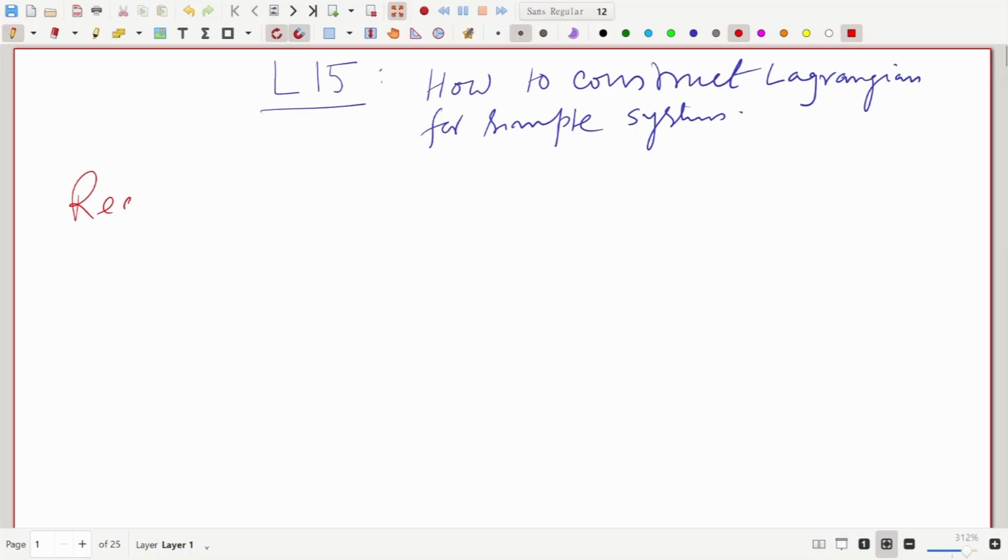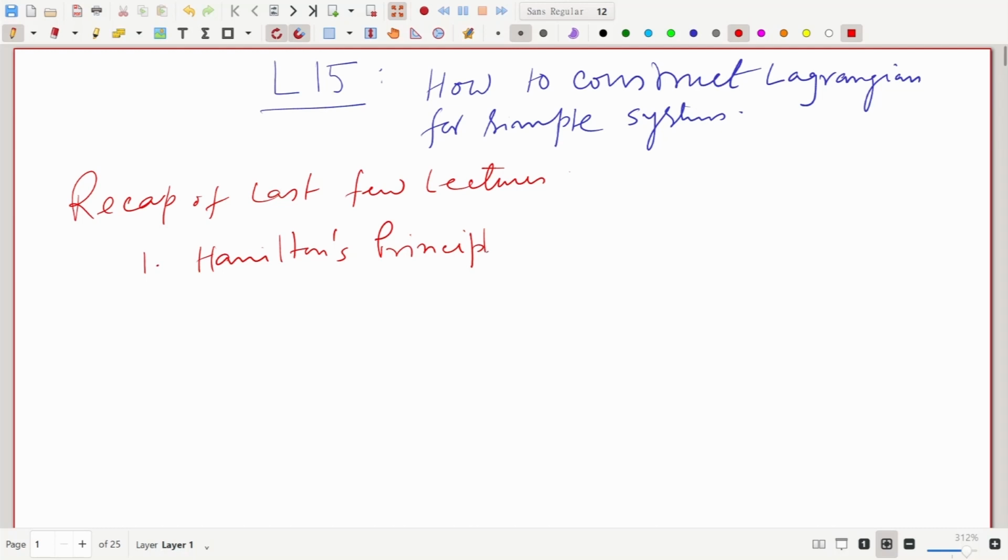Before we begin today's lecture, let me recap what we have learned so far regarding the Lagrangian. So, recap of the last few lectures. We have learned Hamilton's principle, and I said it has two parts. Part A suggests the introduction of the Lagrangian.